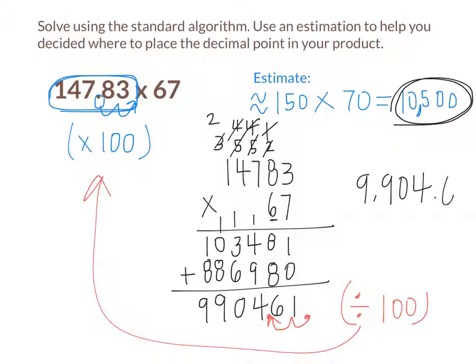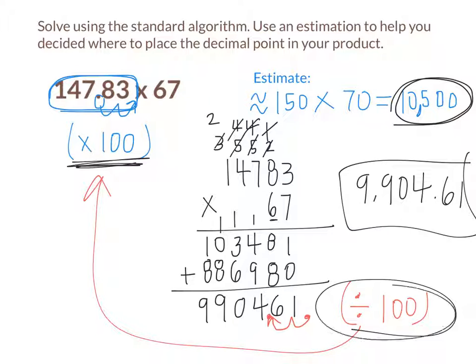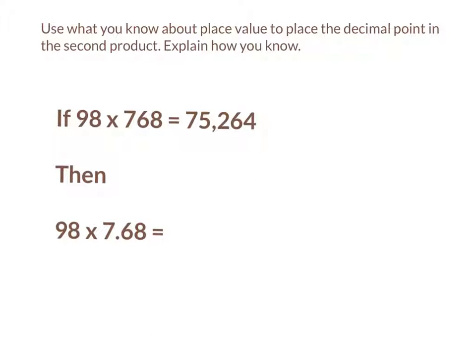So your total product is 9,904 and 61 hundredths. So you have 2 strategies today that you're learning, actually. You're learning how to multiply to get rid of the decimal point at first, and then dividing at the very end to undo that. But you're also using your estimate to help you see what a reasonable place is to put your decimal point. Does that make sense? Good.